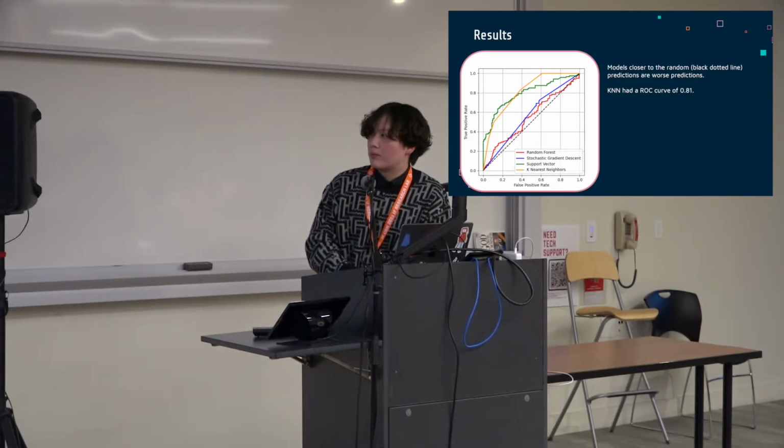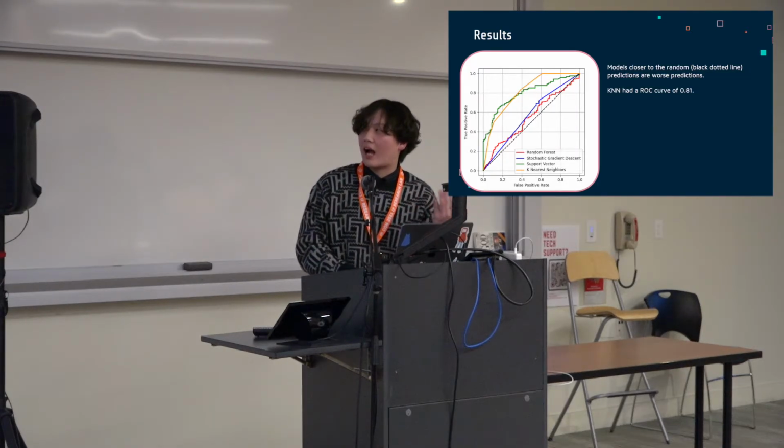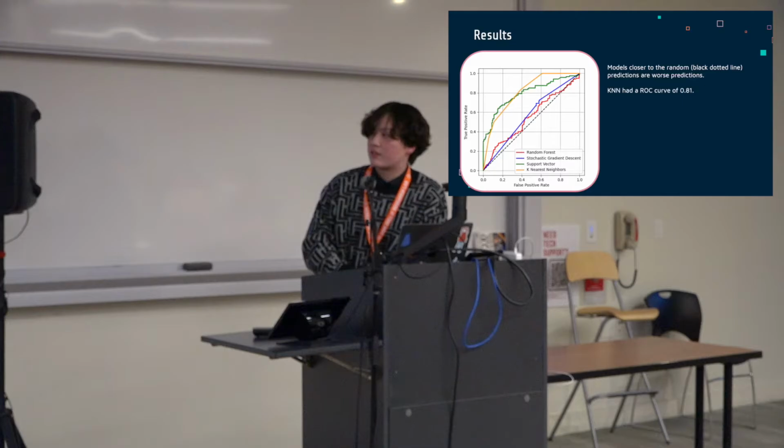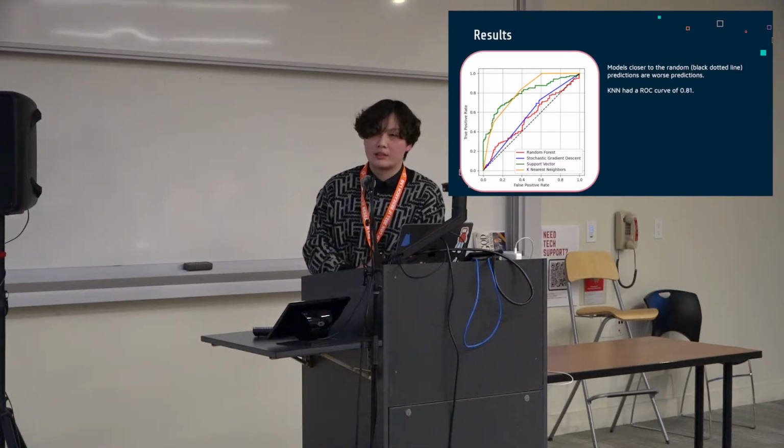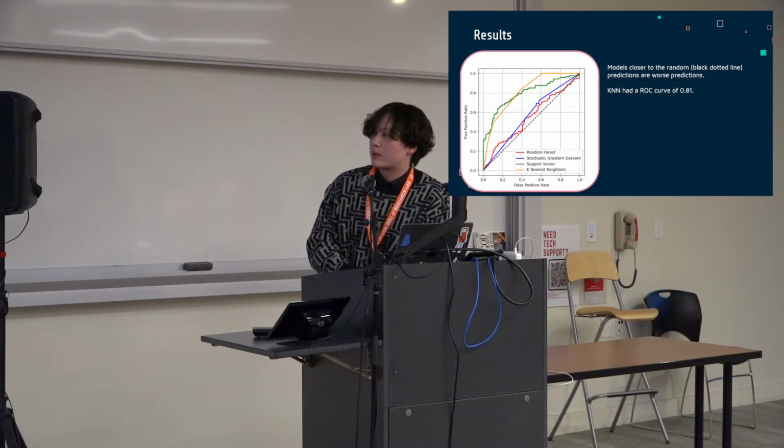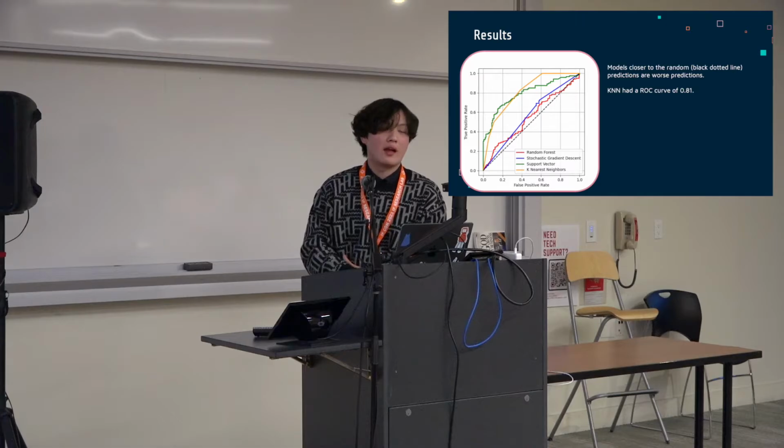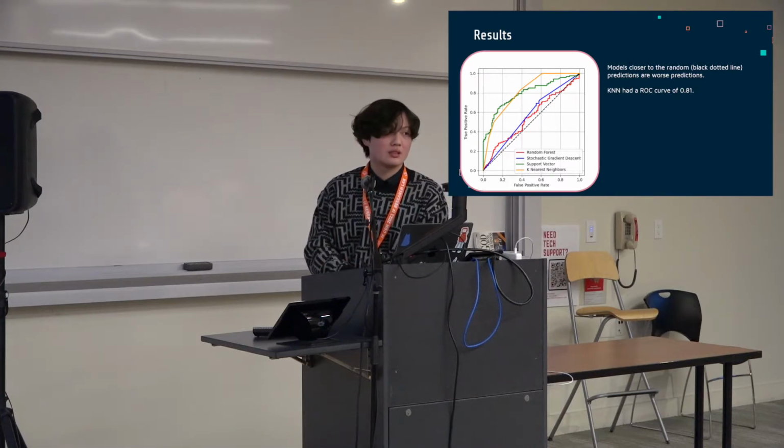And the further and higher away the line is for the classifier, the better it did on predictions. And for us, our best performing classifier was the KNN, which had a curve of 0.81. So that meant that 81% of the time it was accurate.